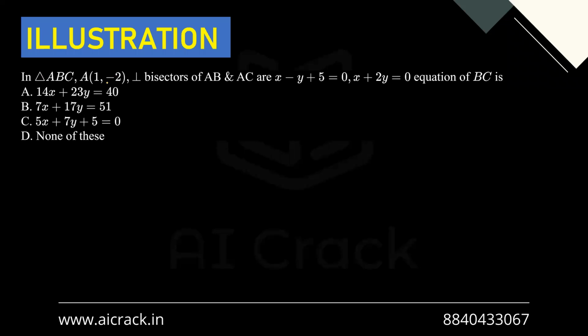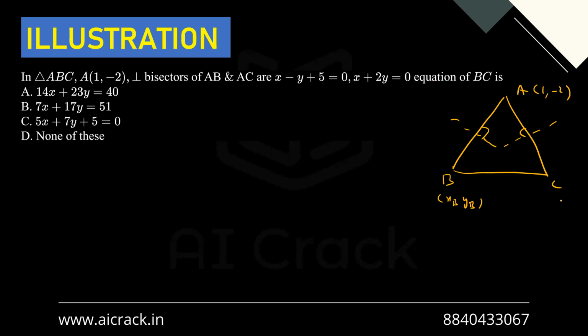In triangle ABC, A is (1, minus 2), the perpendicular bisectors of AB and AC are these, and we have to find the equation of BC. So let's say this is our triangle A, B, and C, and these are the perpendicular bisectors, right? Now this point is given as (1, minus 2), and let's say this point is (xb, yb) and this point is (xc, yc). Now we have to find the equation of BC.